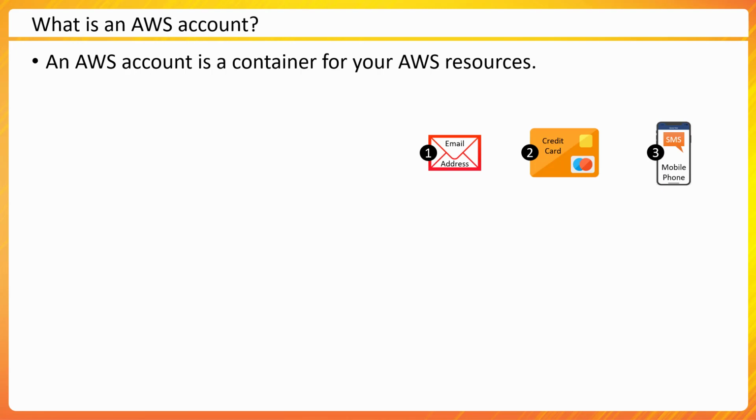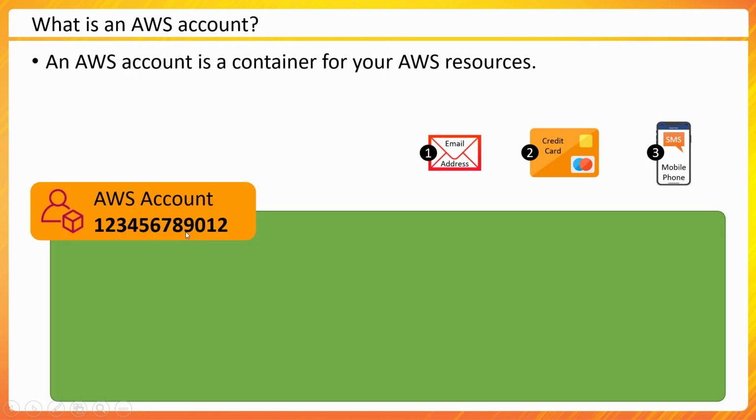So once this account is ready, what do I get? You can think of an account as a container. Now, don't confuse this container with the Docker container for running applications. A container here is like an isolation for the resources I would be creating. Once your account gets created, AWS allocates you an account ID. A 12-digit account ID is given to you, and that uniquely identifies your account.